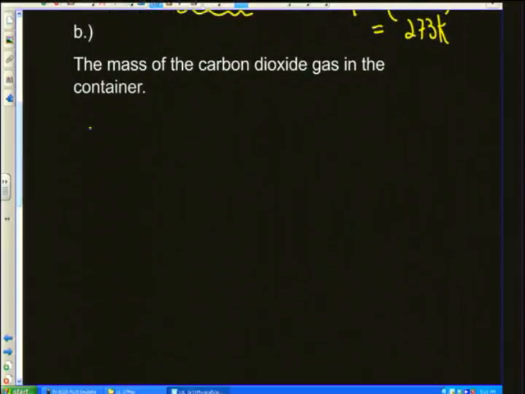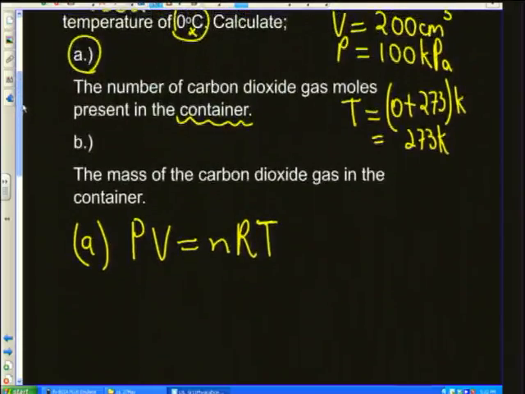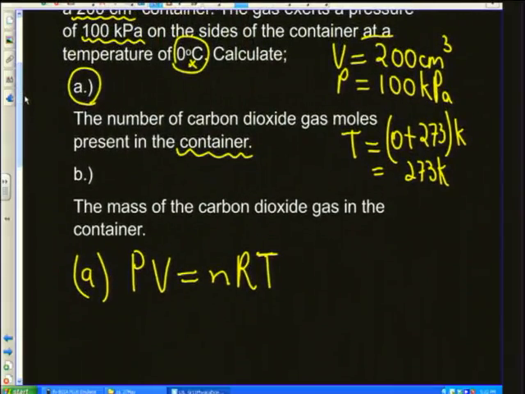Now, number A, we are to calculate the number of moles present in the container, given all that information. If you look at the information given to you, the equation you are to use will be the universal gas equation, PV equals nRT. Why am I using that? Because I am given the pressure and the volume occupied by the gas. I need to find out how much of the gas is there, and R is given to me. It's a constant.